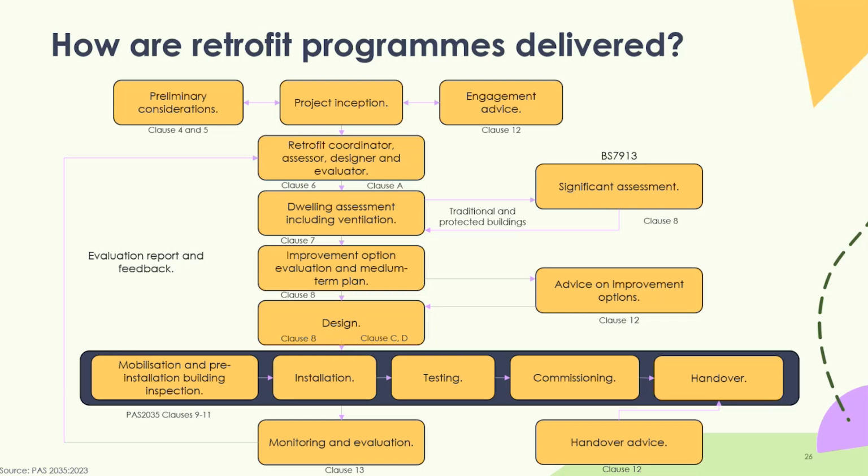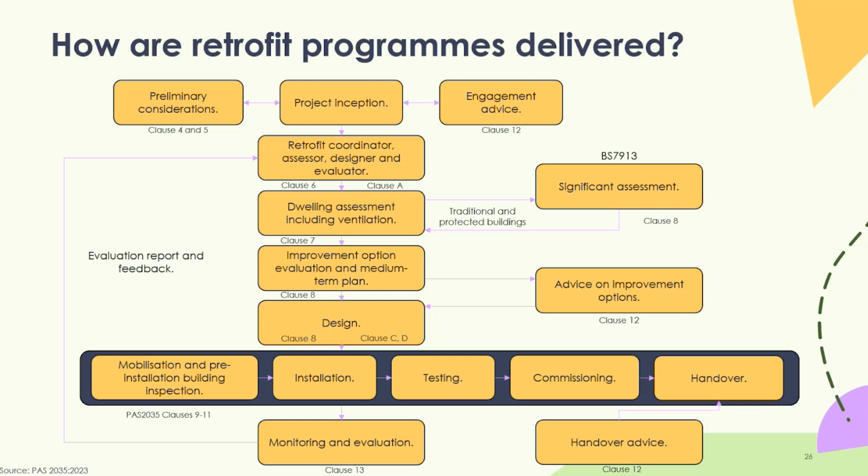You'll then have assessors coming in and carrying out various assessments. There's a retrofit assessment, which is kind of like a super EPC, basically, an EPC but more detailed. And there'll be a dwelling assessment as well. Within that, there will also be a ventilation assessment, because it's such an important part of the strategy to prevent those kinds of issues we saw on that slide previously. And then from this, the coordinator will come up with an improvement option evaluation.